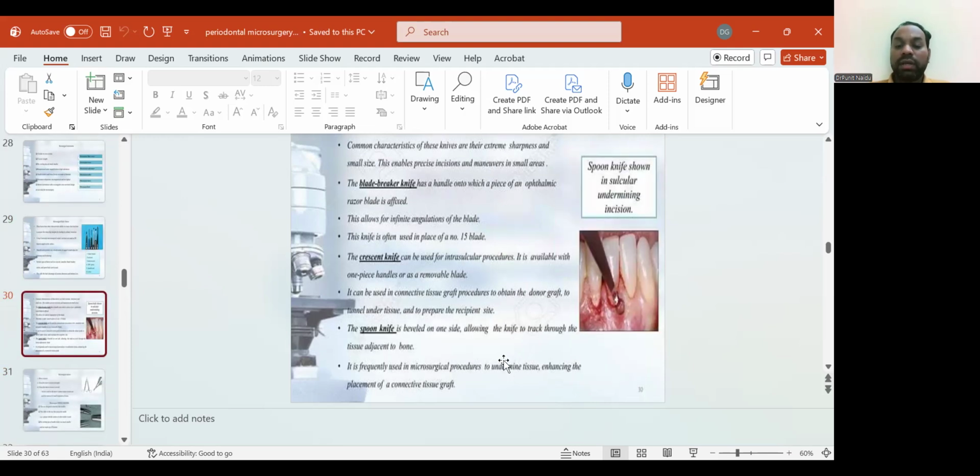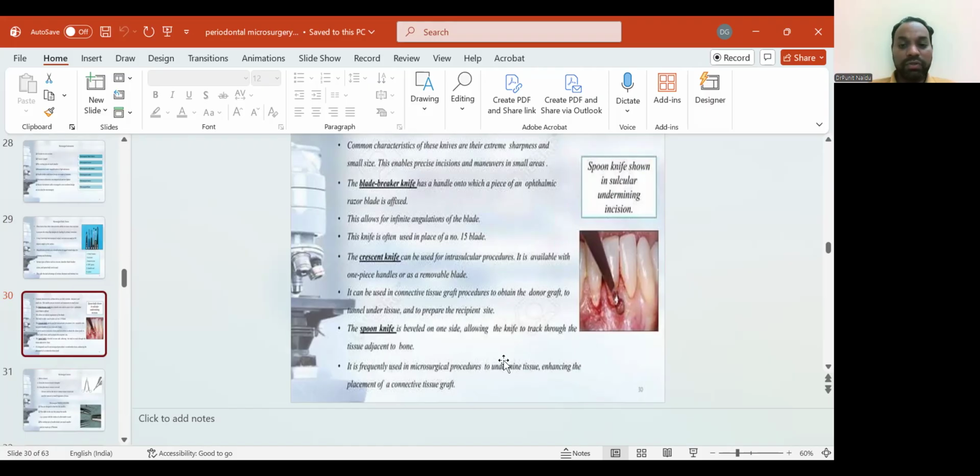The common characteristics of these knives are their extreme sharpness and small size. This enables precise incisions and maneuvers in small areas. The blade breaker knife has a handle onto which a piece of an ophthalmic razor blade is affixed. This allows for infinite angulations of the blade. This knife is often used in place of a number 15 blade.